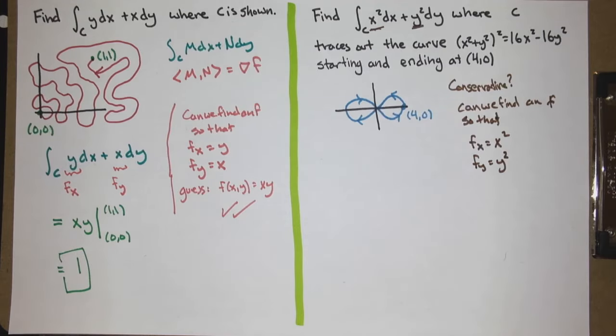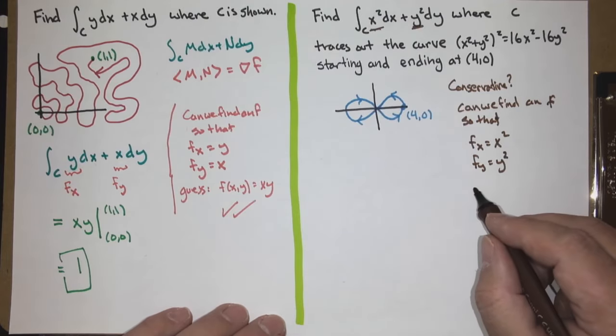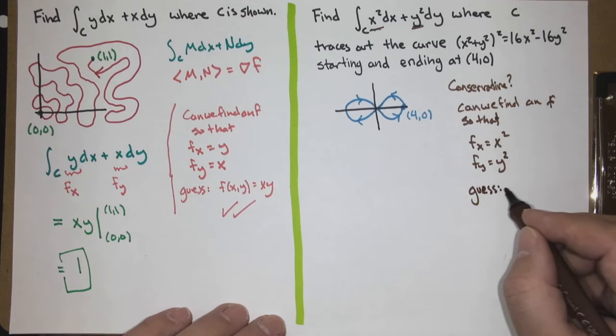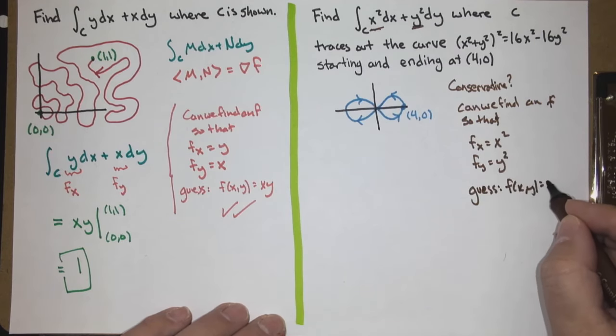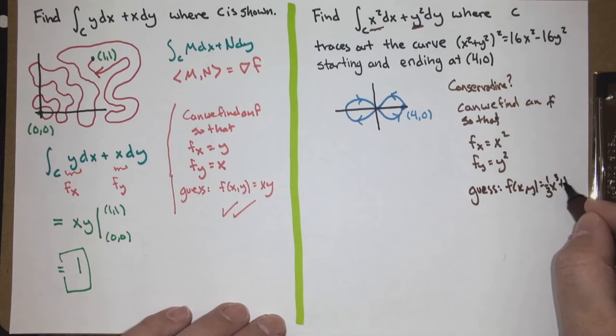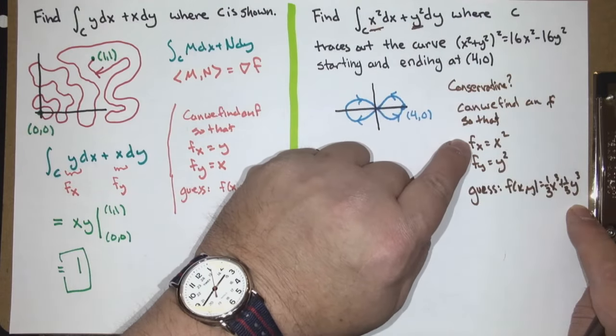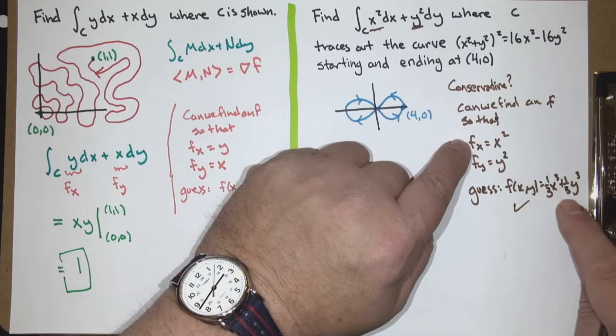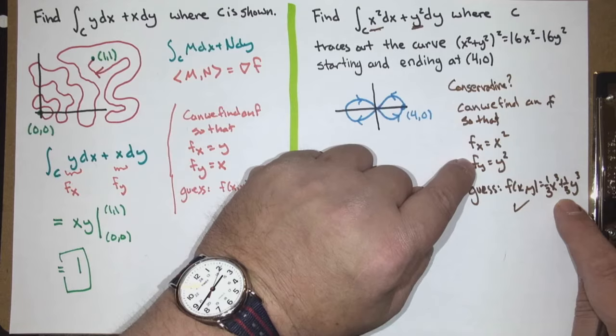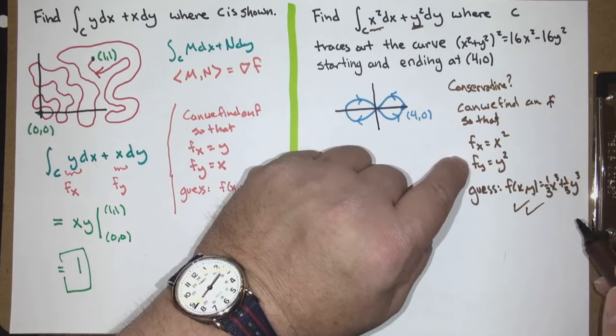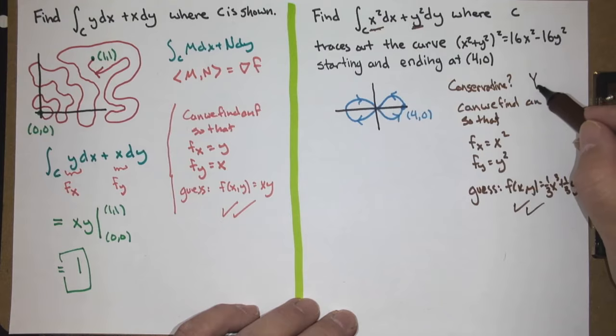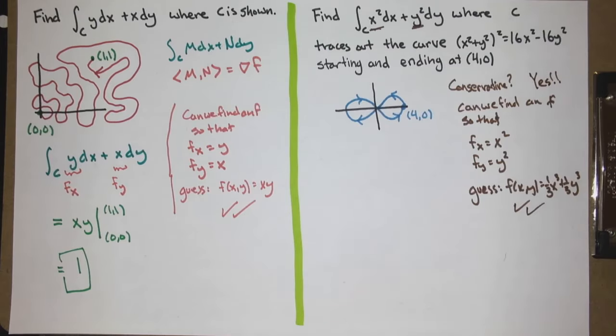Oh my gosh, two in a row? 1/3 x cubed plus 1/3 y cubed. Let's check. We have another guess. F of x, y is 1/3 x cubed plus 1/3 y cubed. Well, we can always check a guess. What's the derivative of 1/3 x cubed plus 1/3 y cubed with respect to x? X squared. Good. What's the derivative with respect to y? Y squared. So, it is. Woohoo! Nice.